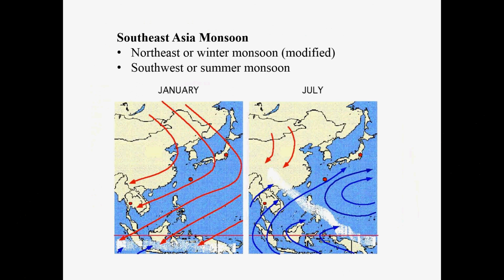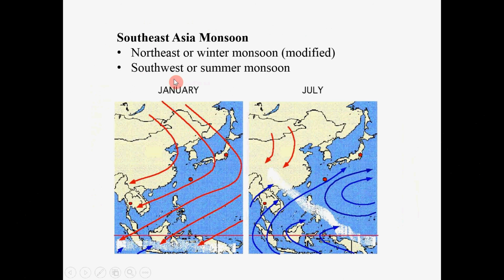Southeast Asia monsoon. Here you have a northeast monsoon, or winter monsoon. The winter monsoon is basically the continuation of the East Asia winter monsoon, but the winter monsoon in Southeast Asia is largely modified because the very harsh and dry winter monsoon, when it blows over the ocean, is modified and begins to pick up a lot of moisture, and a lot of moisture will be dumped on the land of Southeast Asia in the form of precipitation.